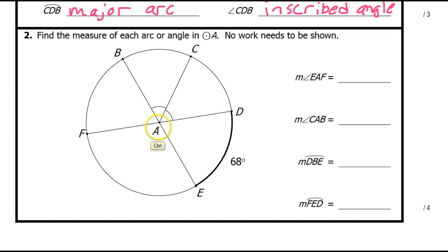For problem number 2, we are dealing with central angles. All of these angles have the vertex at the center. And that means that the angle and the arc are going to be the same. So for example, I see this arc that's 68. That means that this angle is also going to be 68.